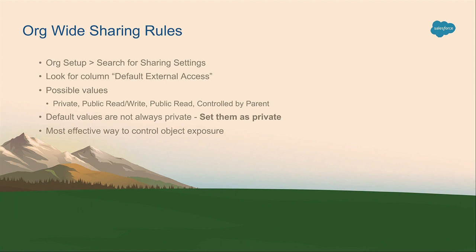And the possible values for each object for these sharing rules can be private, public read-write, public read only, or controlled by the parent. And as the name suggests, for example, public read-write means these are readily available for the public to read and write, and that is, in some cases, the default values for your internal objects.